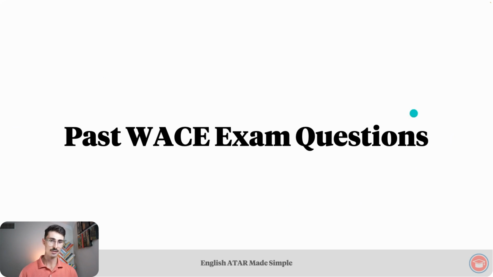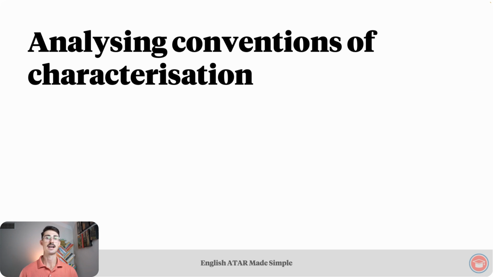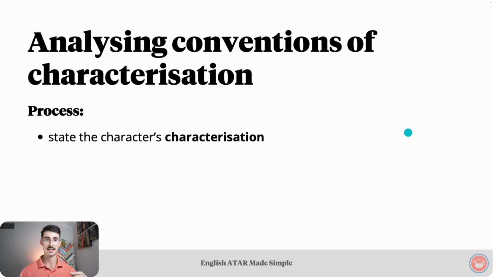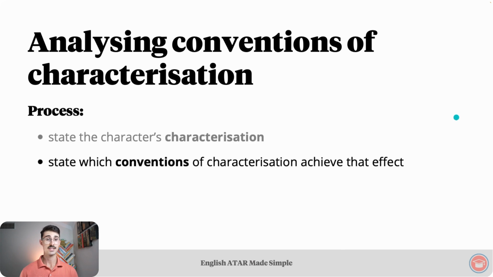Now let's see how we can apply them in some past WACE exam questions. Let's see how this plays out in analytical questions. This is our process. Firstly, state the character's characterization. In other words, use one or more adjectives to describe the character. Then state which conventions of characterization achieve that effect. Once again, those conventions are behavior, body language, characters' thoughts, dialogue, name, narratorial commentary, reactions of other characters, physical appearance, and setting. Then provide examples.